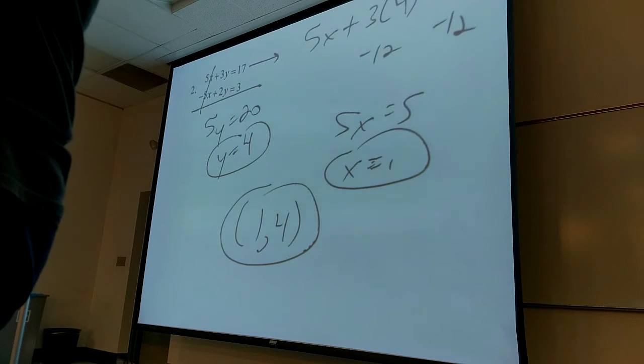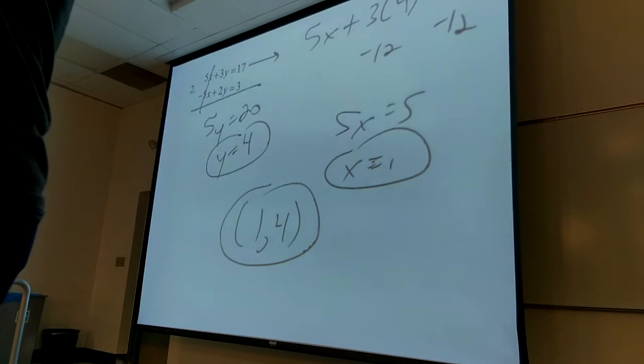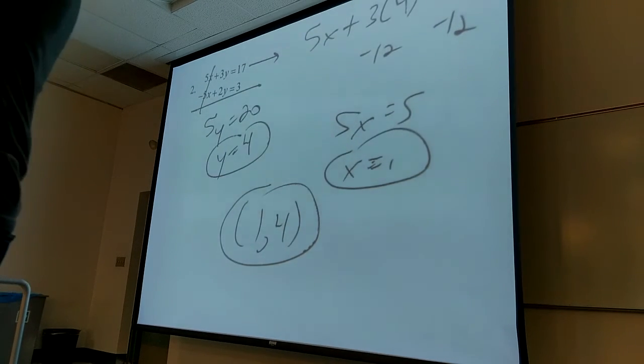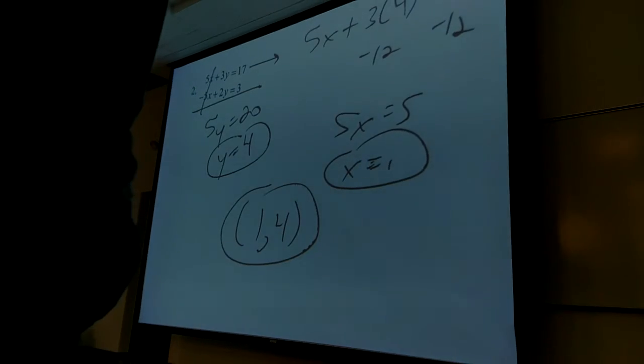Once I know what y is or what x is, I plug it back in and I solve for the other letter. Where do I plug it back in? Either one, because they should both agree. It's going to be the place where they agree. So, is everybody cool with the y equals 4 piece to this?